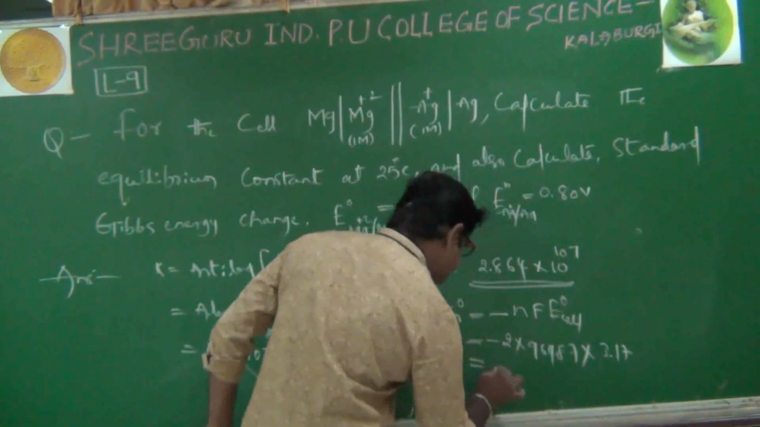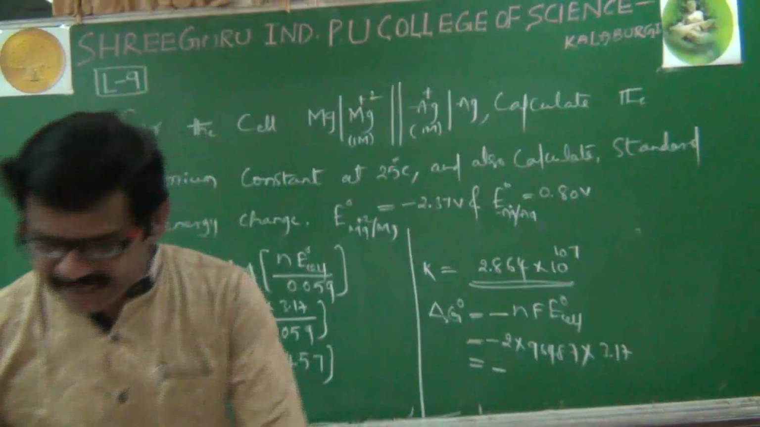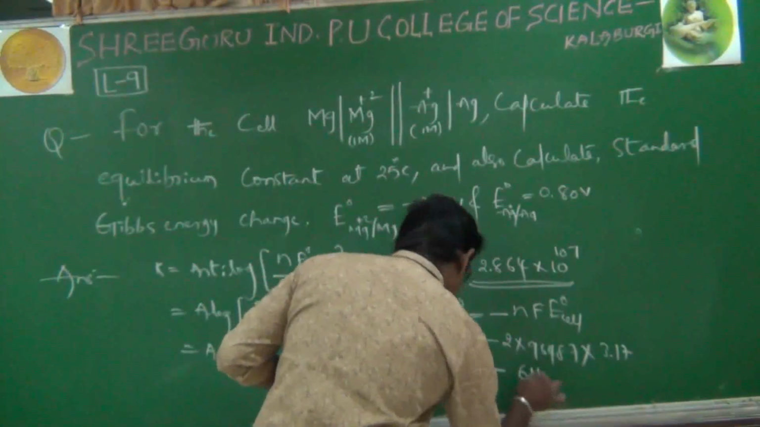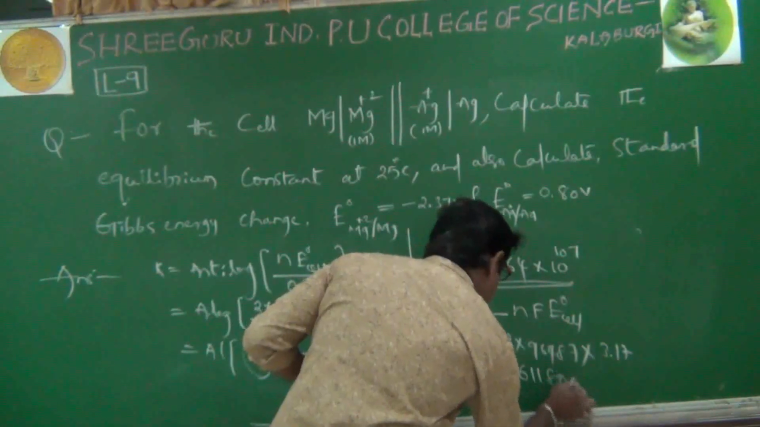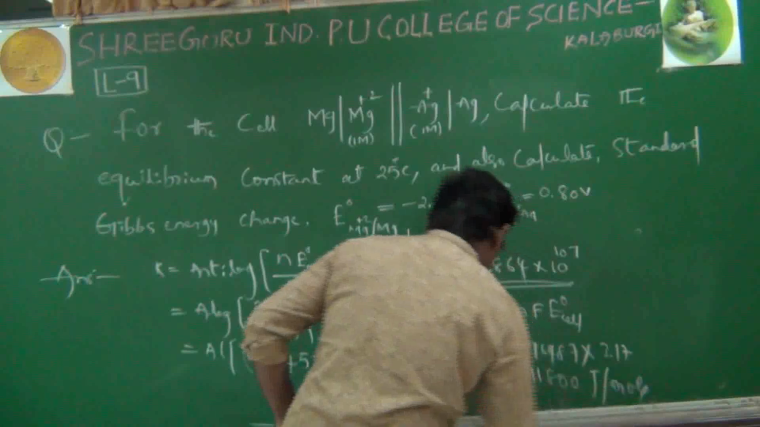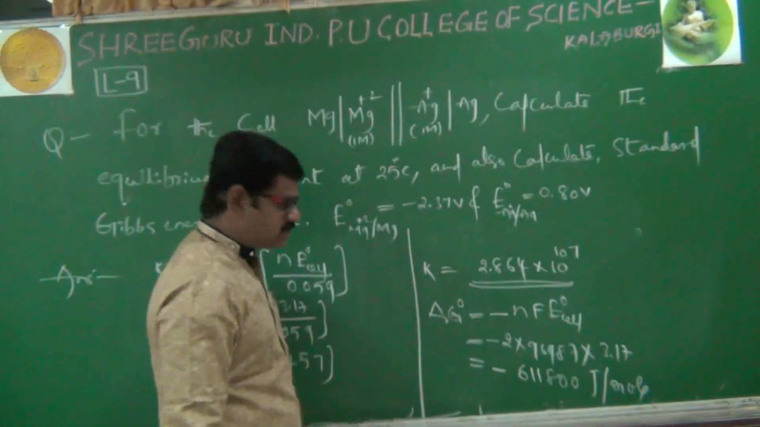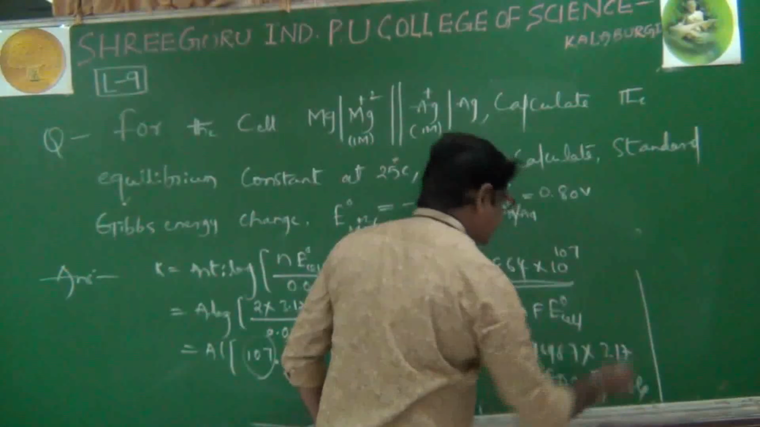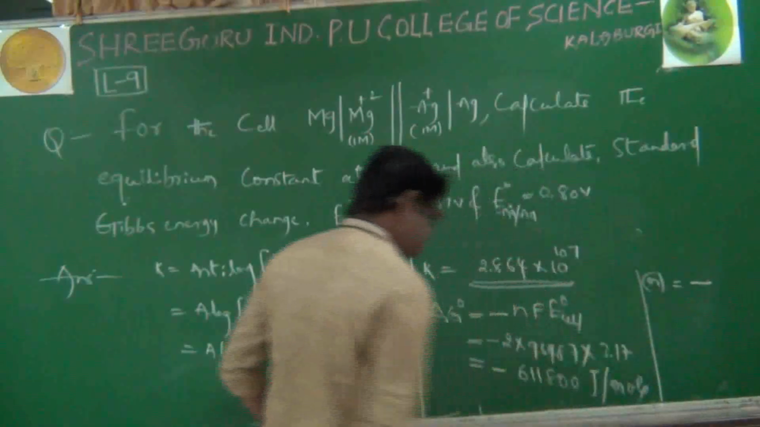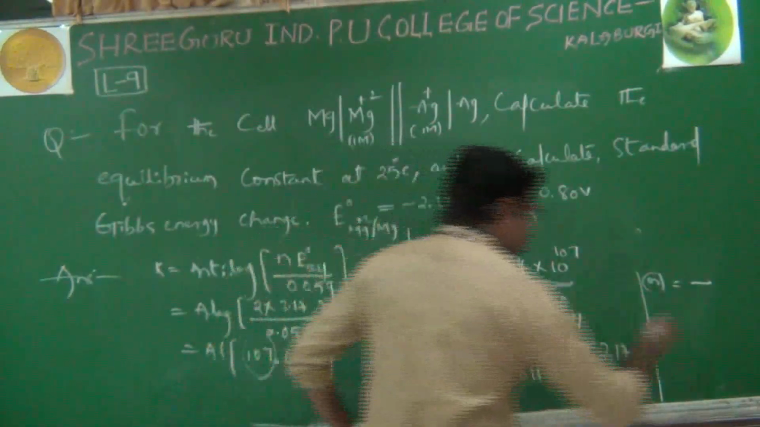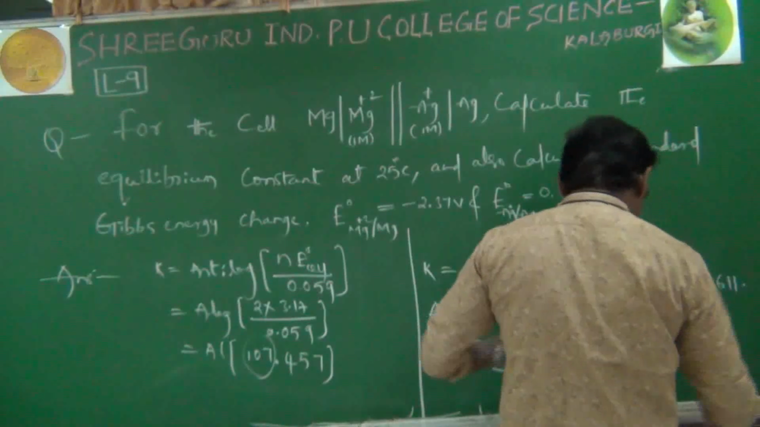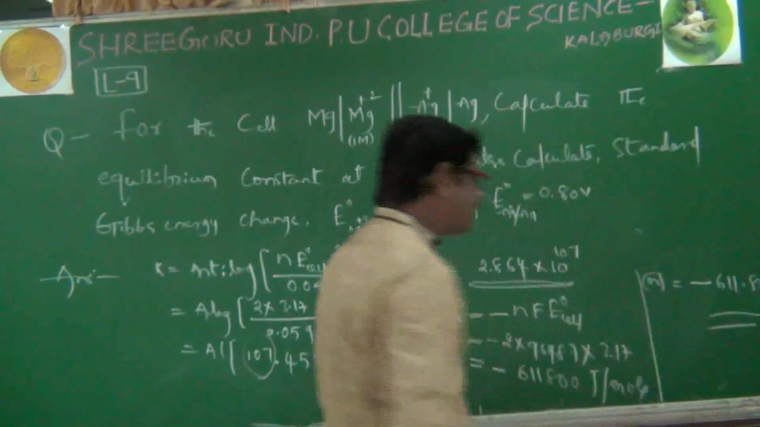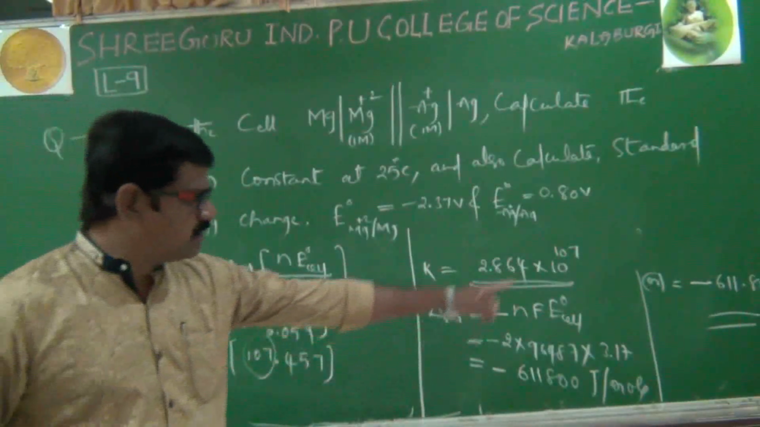If you multiply these three values, the obtained value is minus 611,800 joule per mole. Delta G naught we first get in joules. If you divide this joules value by 1000, you will get kilojoules. That's why you can also write it in kilojoules. If you divide by 1000, what will you get? Minus 611.8 kilojoule per mole is the answer. Both are correct: one is in joules, one is in kilojoules.